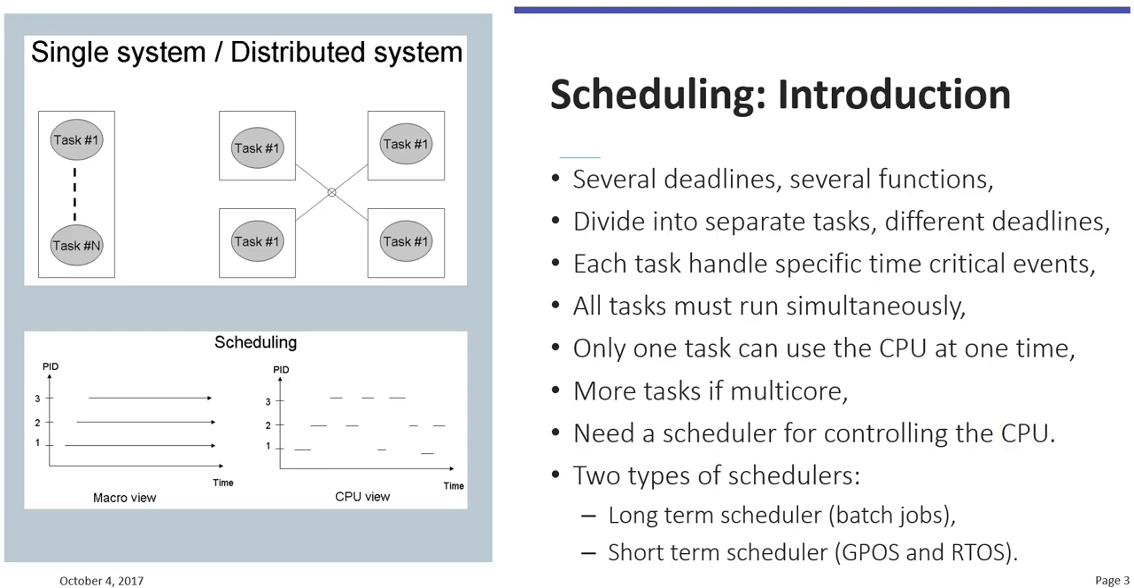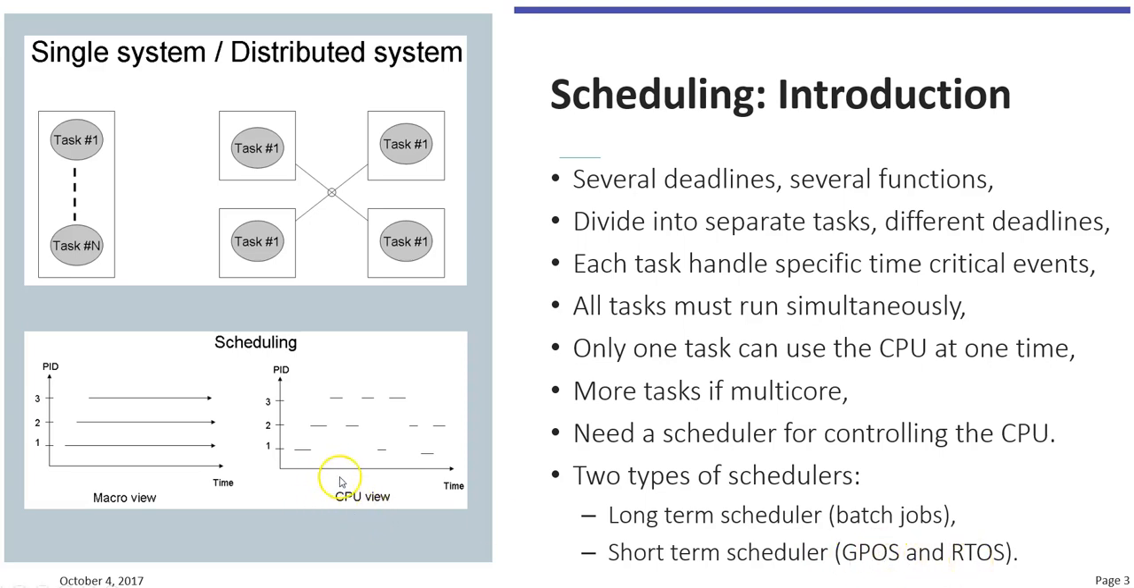There are two types of schedulers. The long-term scheduler, that means normally for batch jobs. You start a job and then it will continue until the job is finished. And we have the short-term scheduler, which we are going to focus on in this course. And that's for both general purpose operating systems and real-time operating systems.